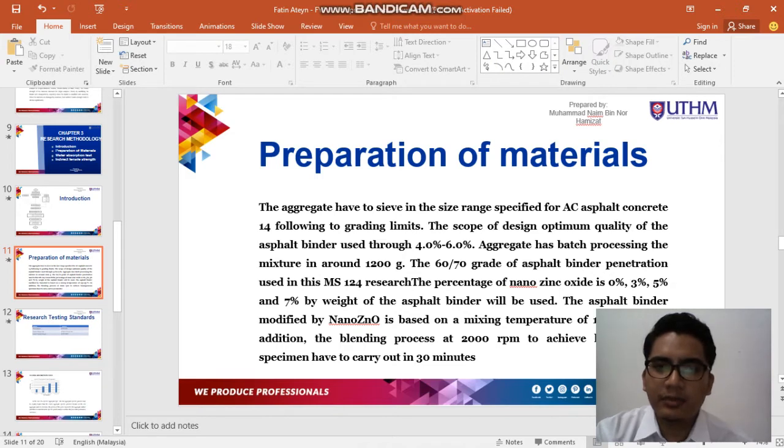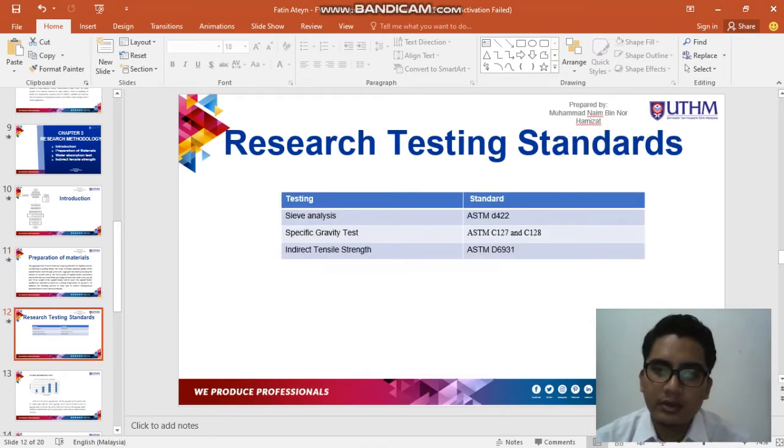Then, following the percentage of nano zinc oxide, we use 0, 3, 5 and 7%. We mix at a temperature of 135 until 155 degrees Celsius. In addition, the blending process uses 2000 rpm to achieve a homogeneous specimen, carried out in 30 minutes. We carry out the research with testing standards.